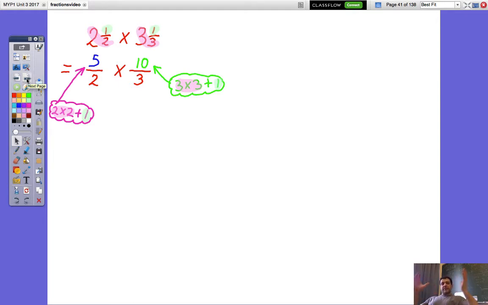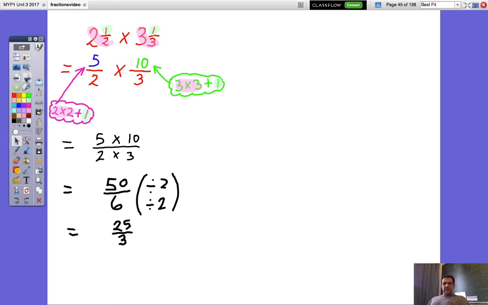Now that we've got that as two top heavy fractions, we can just do what we did before. Top times top, bottom times bottom, and that gives you 50 over 6. I can simplify that a bit because they both divide by 2, so that's the same as 25 over 3 when I divide by 2 over 2. And now I'd quite like to write that as a mixed number. So 25 over 3. 3 goes into 25 8 times to make 24. And then there's 1 left over to make 25, so it's 8 and a third.